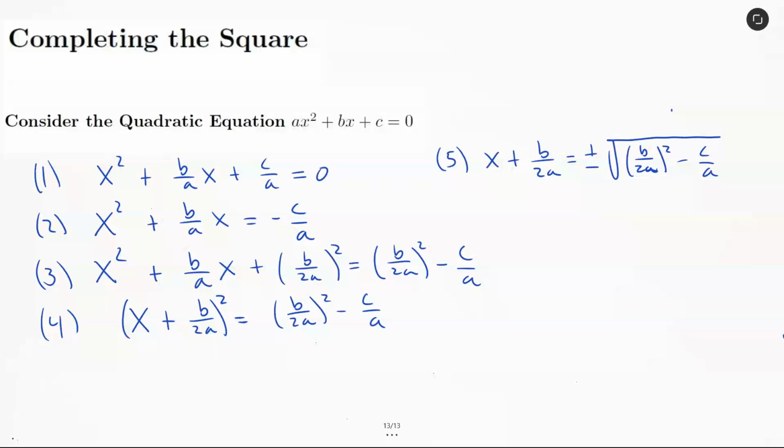Step 6. All I do now is take B over 2A, move it from the left-hand side where it's positive to the right-hand side and make it negative. So I have x is equal to negative B over 2A plus or minus the square root of B over 2A quantity squared minus C over A.